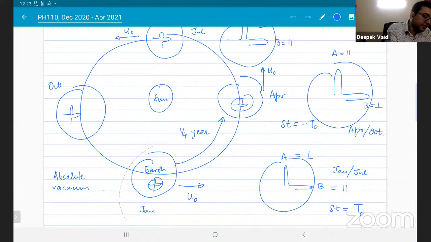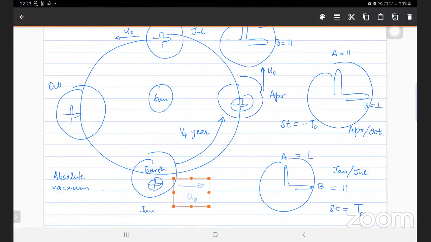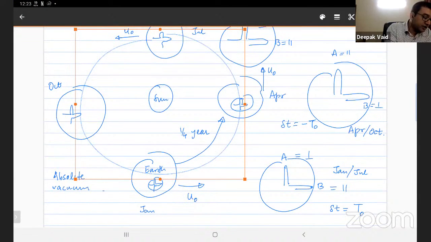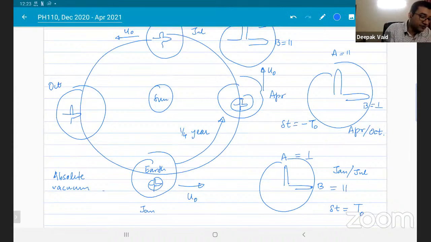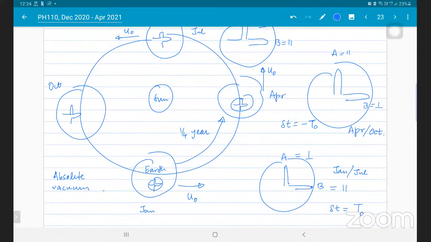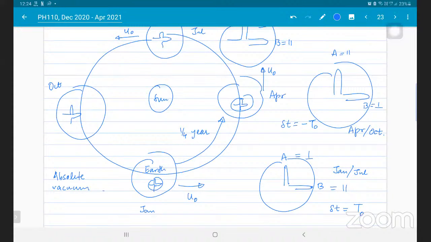Okay, so if you look at the Earth in this picture in January, the Earth is moving in this direction, right? Yes, sir. So which arm is in the direction of motion? Horizontal, it is the B arm. Yes, sir. Understood, sir. All right. Thanks, sir. And any other questions? No, sir.